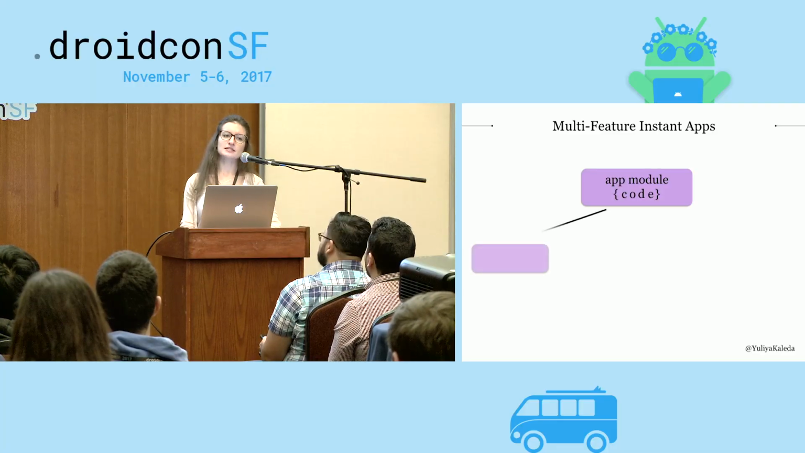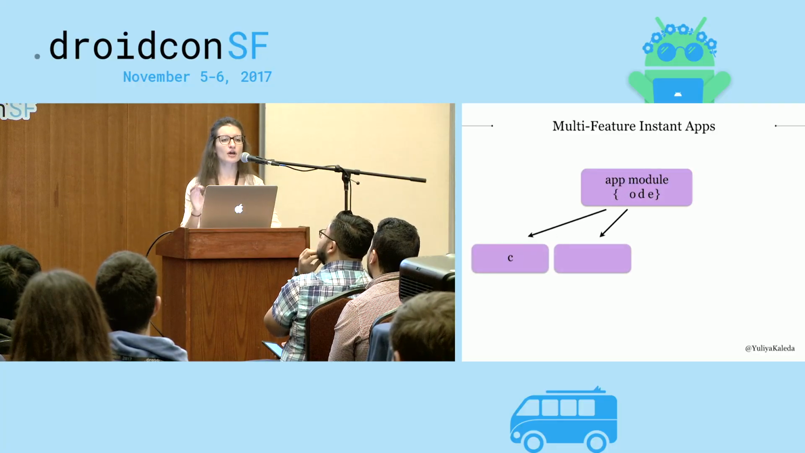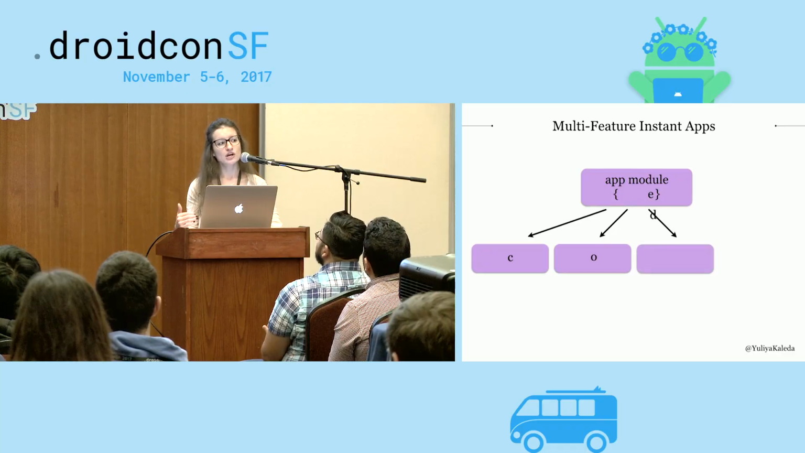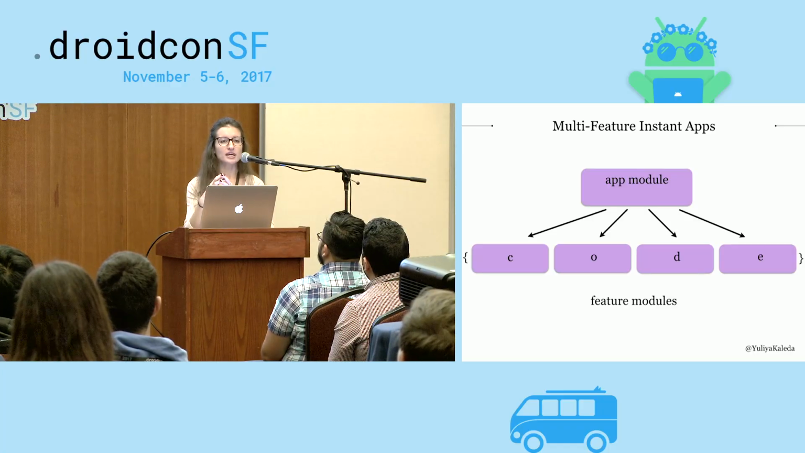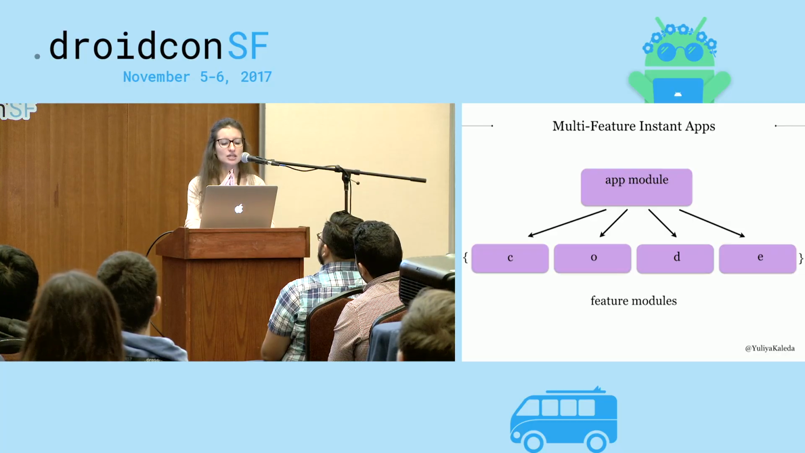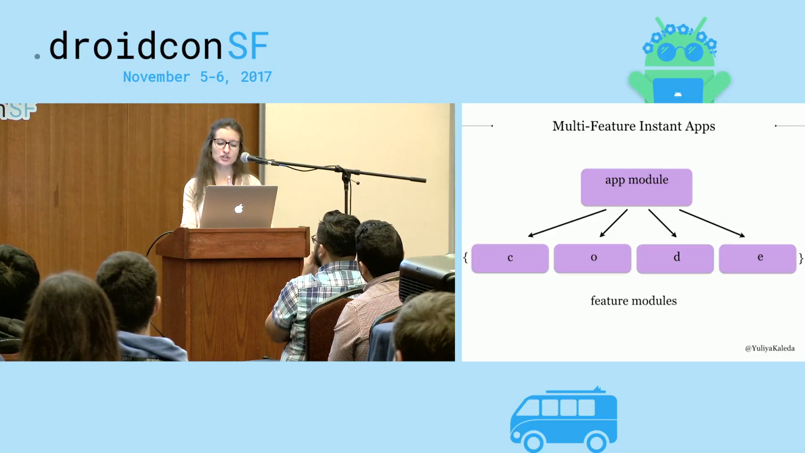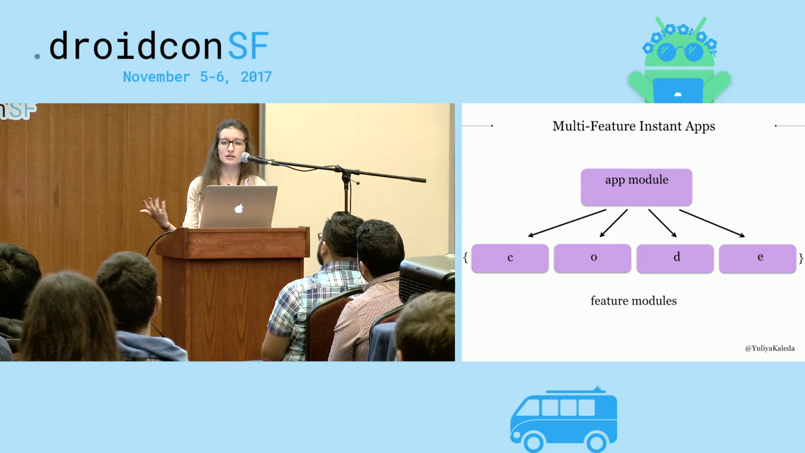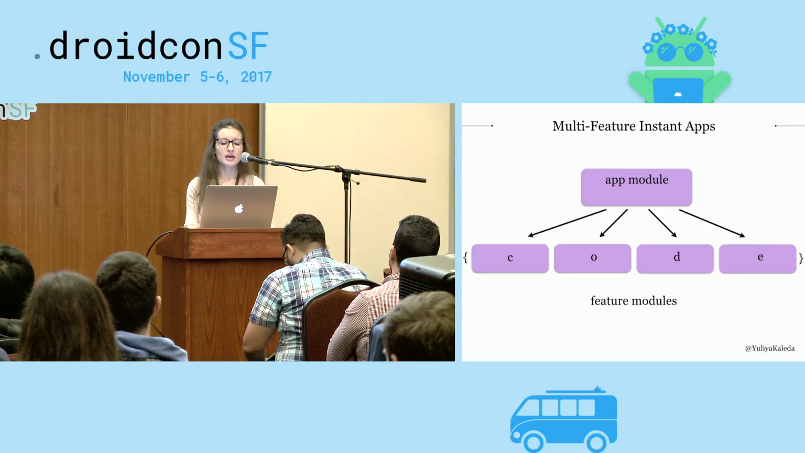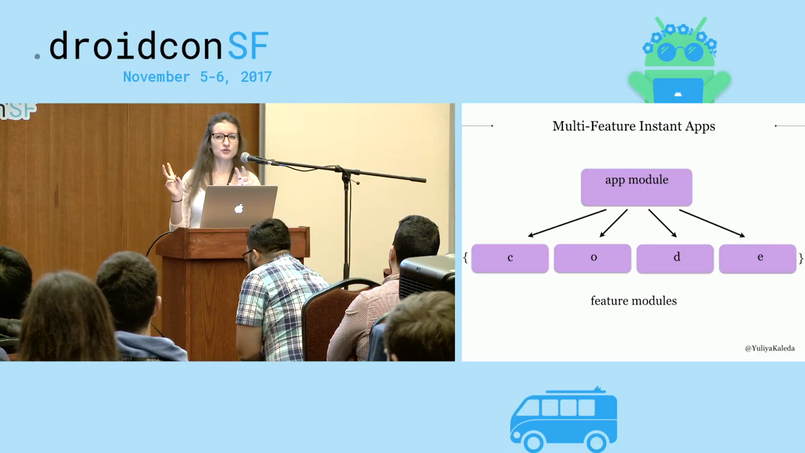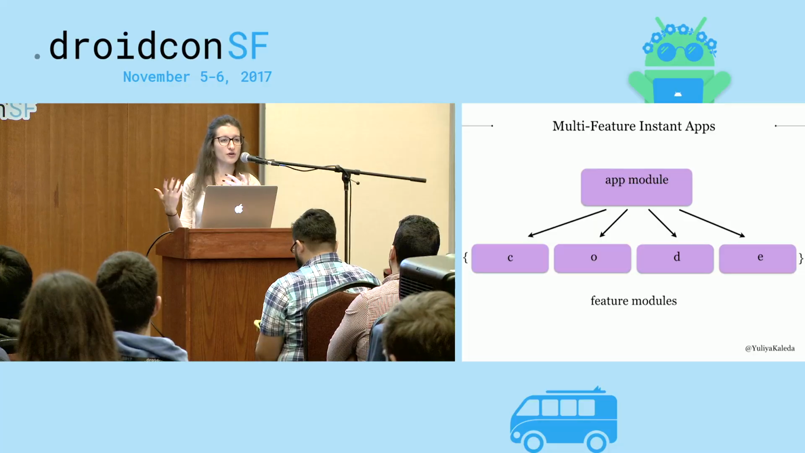So in multi-feature Instant App, what happens is instead of moving all of the code into the base module, we have to create the so-called feature module. So we have to break our business logic into independent components that would be packaged separately into each separate feature module. And there is really no limit to how many feature modules you can build. So this is a big difference between multi-feature and single-feature Instant App.